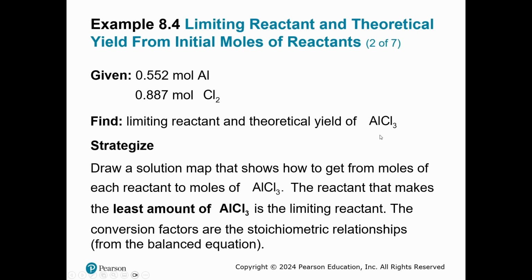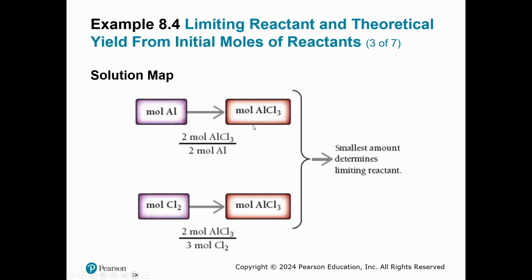Now, in order to do this, we have to figure out how much aluminum chloride we actually make, which is a couple extra steps. If they give us moles, it's not too much extra work because we're just going to multiply by the mole ratio to get moles of product, and then whichever one has the least number of products is fine.